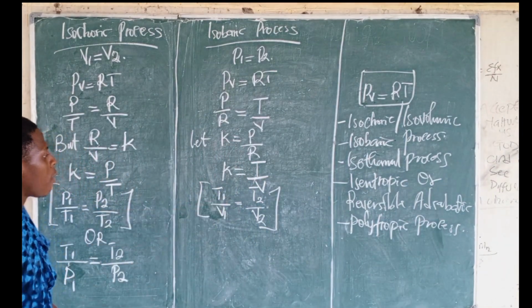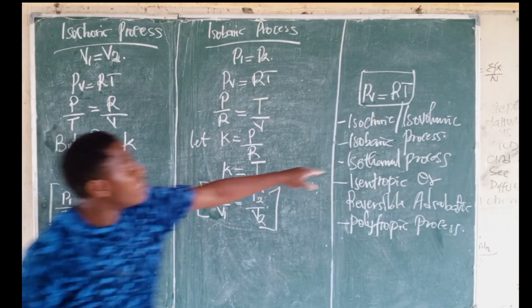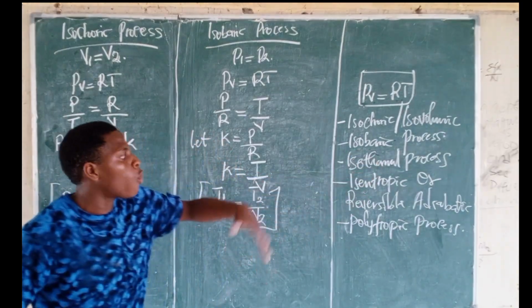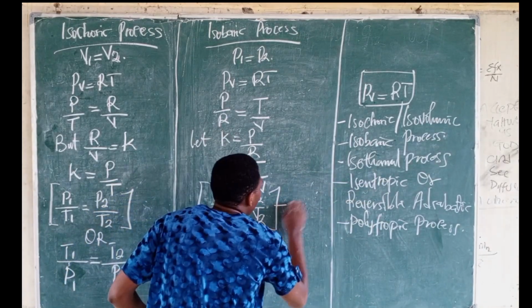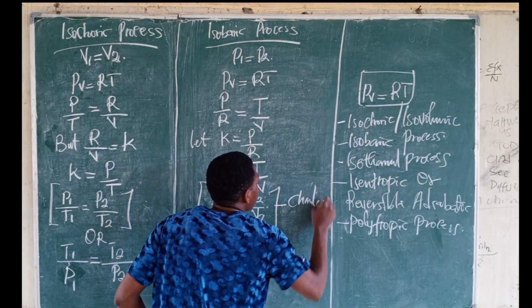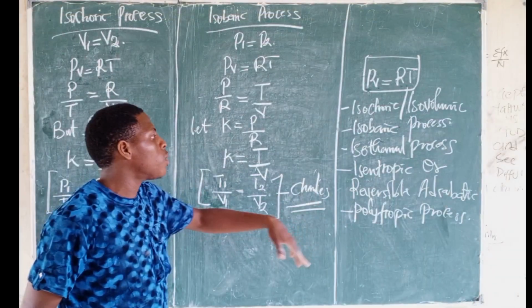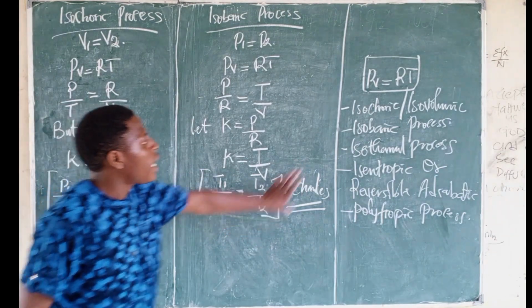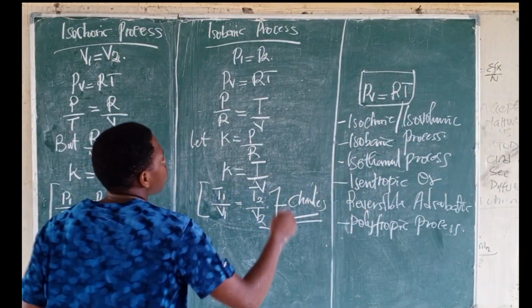Look at this equation well. What is this equation talking about? This is Charles' law. So for the isobaric process, we work with the equation of Charles' law. So you can use Charles' law to remember the equation of state for the isobaric process.